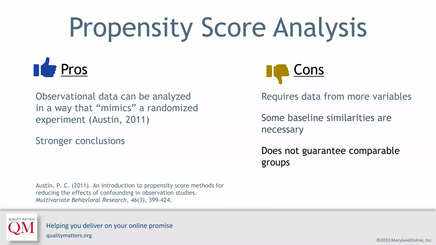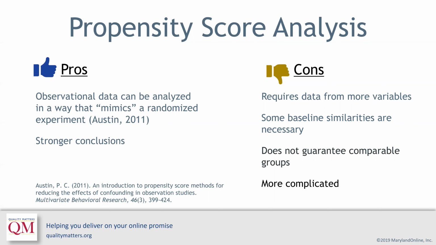Propensity scoring does not guarantee comparable groups. There's always a chance that you forgot to include a variable, or there's a variable that you weren't able to get data on. It'll only balance the groups on the variables that you were able to include, which is why it's still not as strong as the randomized experimental design.